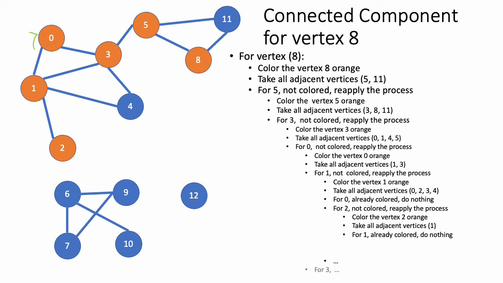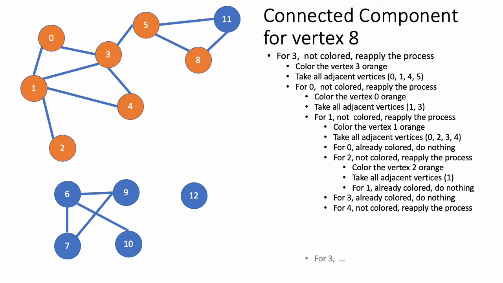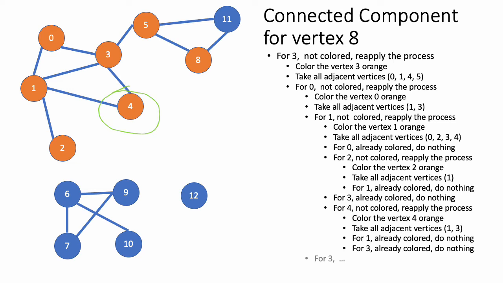So for 1 I took 0, I took 2, I still need to take 3 and 4. 3 is already colored, so I do nothing, but 4 is not colored, so I will reapply the process for 4. Now, how do I reapply the process? Sure, I will first color it orange, then I take the adjacent vertices, which in this case are 1 and 3, and for 1 I do nothing because it's already colored. For 3 I do nothing because it's already colored.